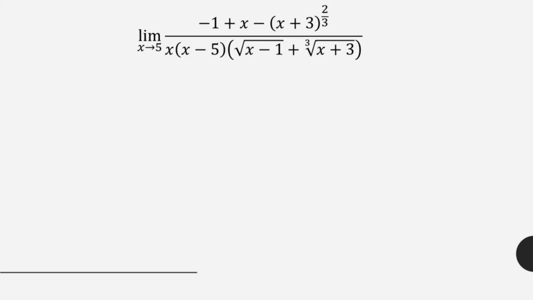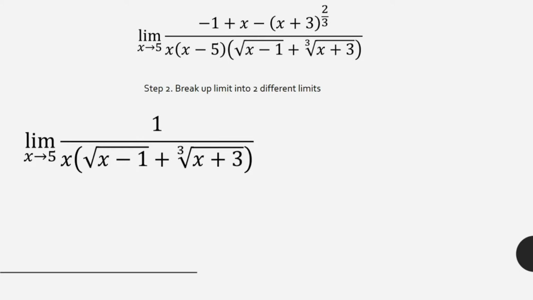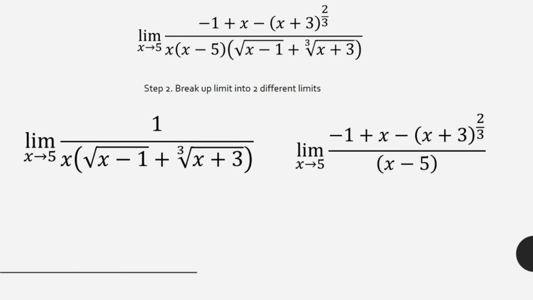It is clear that if I plug in x equals 5, the x minus 5 term makes the denominator equal to 0. So I'm going to break this up into two separate limits, one of them having the denominator of x and square root of x minus 1 plus the cube root of x plus 3, and the other limit will have the rest. It is important to group negative 1 plus x minus (x plus 3) raised to the 2/3 power with x minus 5, because x minus 5 is going to get canceled eventually.